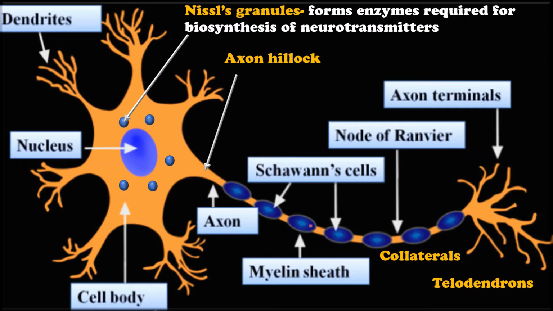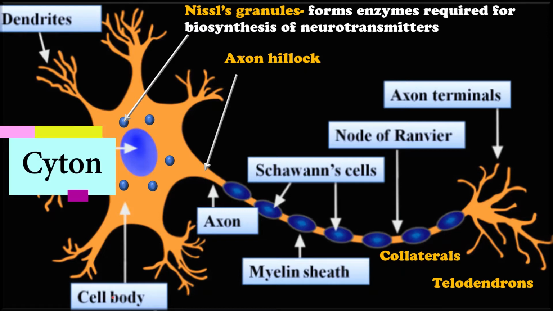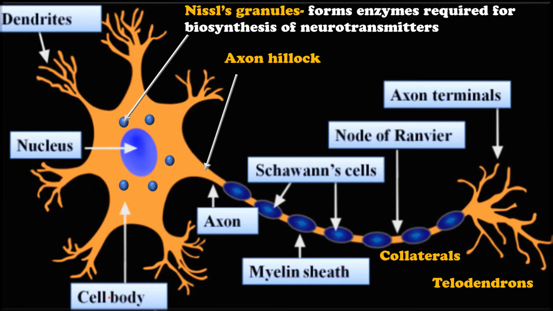Students, this is a picture of a nerve cell showing various parts. We know that the cell body of a neuron is called cyton. We can see a nucleus in the cyton surrounded by cytoplasm. This cytoplasm shows many Nissl granules. Students, these Nissl granules contain many enzymes which are required for synthesis of neurotransmitters.